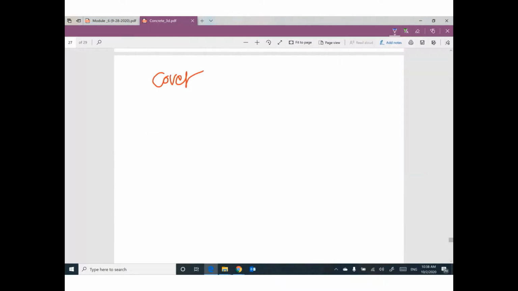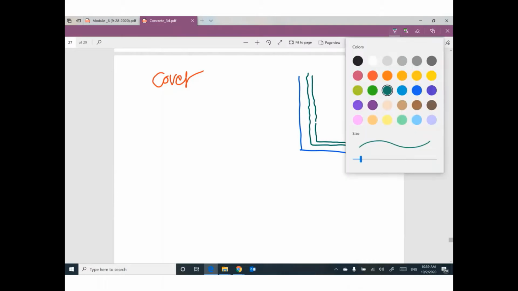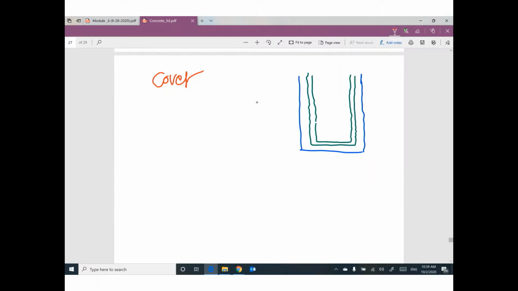I will draw these details in more depth. Here is the stirrup. Your stirrup has a thickness, which is called diameter. This is the diameter. And here is the steel reinforcement. That's right, I'm not drawing just lines, I'm drawing with thickness. So this one is the stirrup.